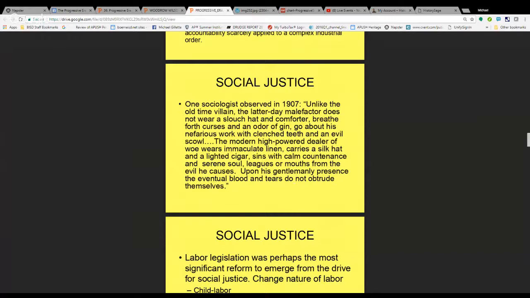So the problem is, in doing social justice, you're going against very powerful people. As it says, the high-powered dealer of woe wears fine linens, carries a silk hat. They're rich, they're wealthy, they're powerful, and so to go after these people is going to be a major challenge.